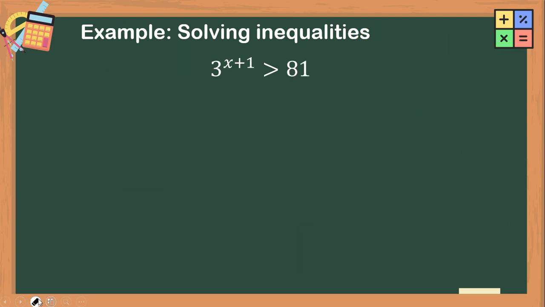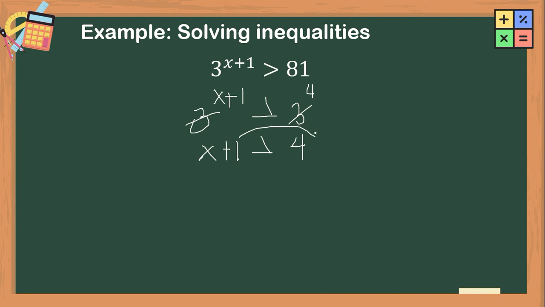To understand better, we have another example. Example number 2: 3 raised to x plus 1, greater than 81. Let me change the color to white. Bring down 3 raised to x plus 1, then copy the inequality greater than. What is the base of 81? The base should be 3, and what exponent makes it 81? The answer is 4. Your answer 4 is correct. So we can now eliminate the base. Then just bring down x plus 1, and copy the inequality, greater than 4.